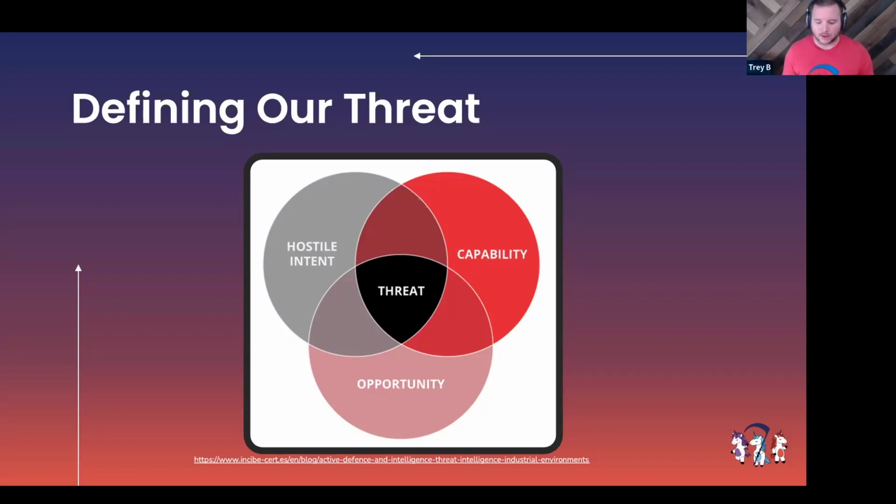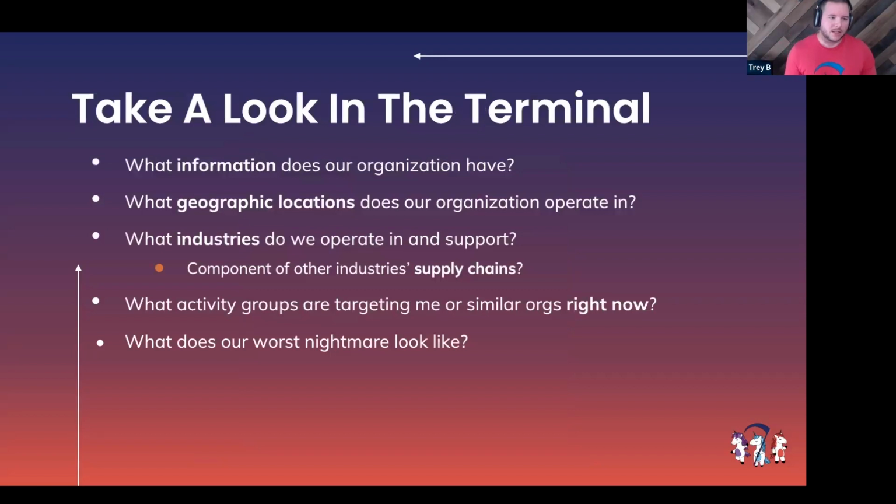And to answer these questions, on this next slide, we've got a few here to help us build this picture. We call it taking a look in the terminal. Trying to be fancy punny here. First one being, do we have info that anyone cares about? Are we the kind of organization that retains or creates a lot of intellectual property? Maybe we work in a field where we retain a lot of customer or end user PII and PHI. Maybe we've got a huge customer database, customer information that we store that people would like to get their hands on, stuff like that.